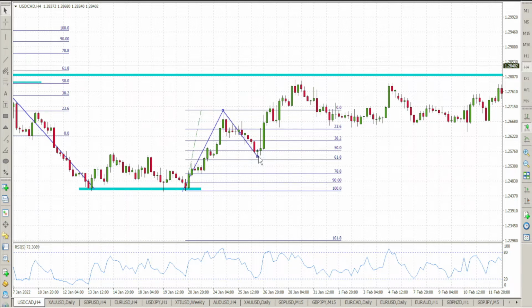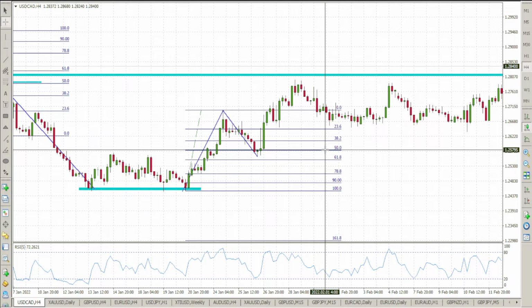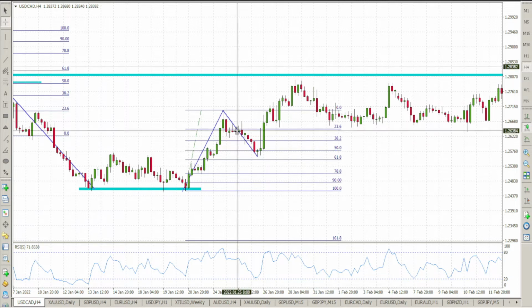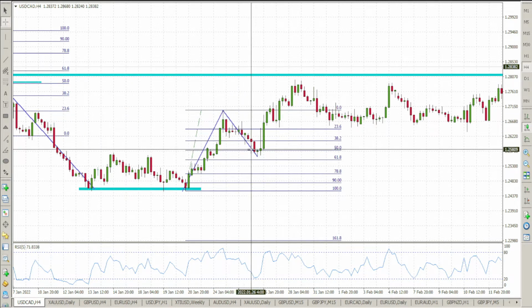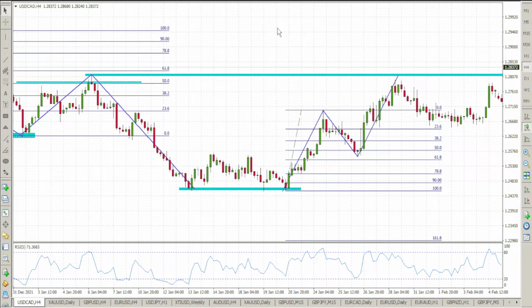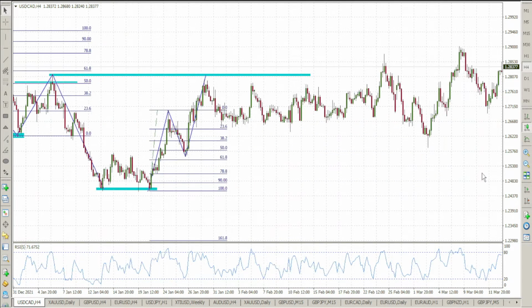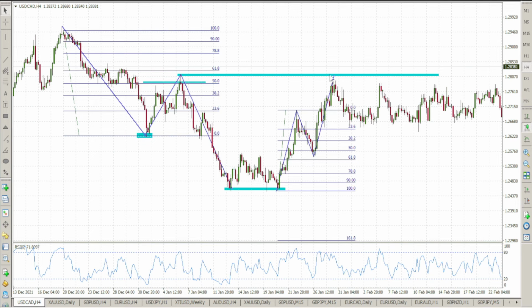It came down, an entry at 50% retracement, because this pullback was going to be a 50% retracement, and obviously the continuation. Do you see? Now have a look at it. Where did this market stop? At the previous Fibonacci number.